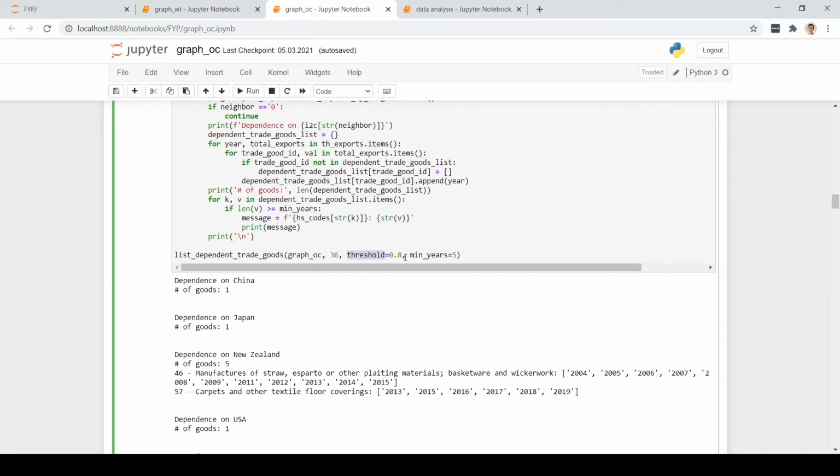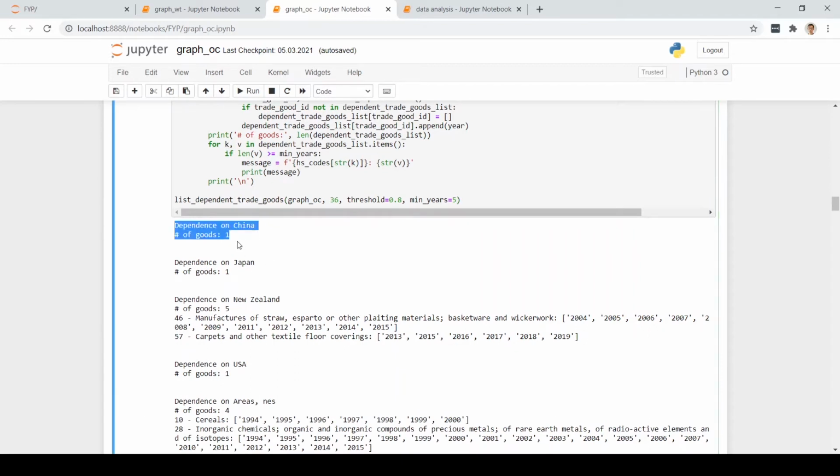Threshold here, as discussed before, is the minimum limit at which edges are considered. Any edges with less than 0.8 trade threshold are discarded. And finally, the minimum number of years indicates how many years a trade good must remain above the 0.8 threshold for it to be displayed.